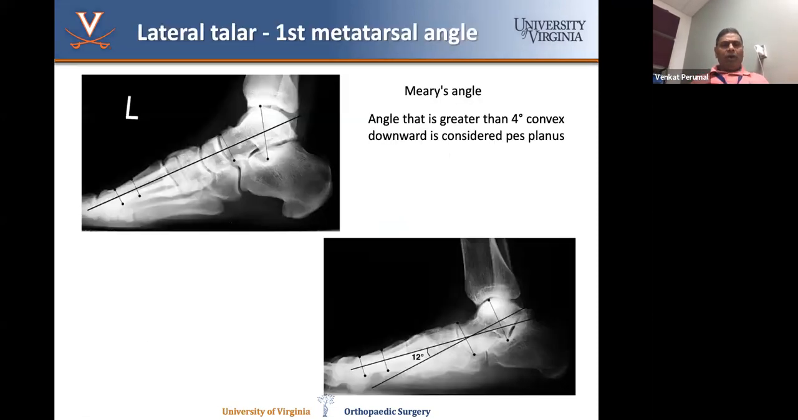So this is what I was talking about, the lateral X-ray. Draw a line along the long axis of the talus, along the long axis of the first metatarsal. It's a straight line. And if you see here where the medial arch is collapsed, it forms an angle. So typically what we say is, any convex angle of more than 4 degrees is called a pes planus or a flat foot deformity.